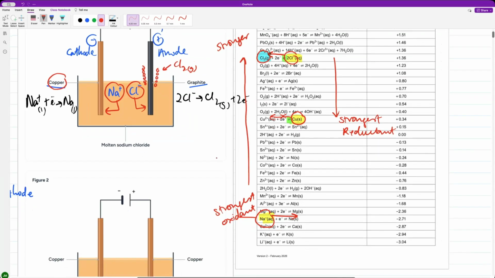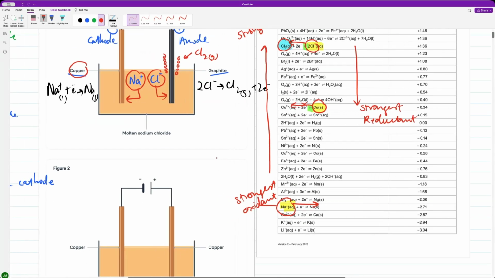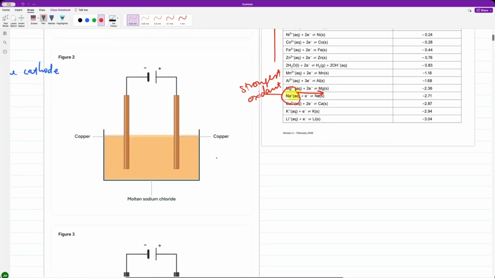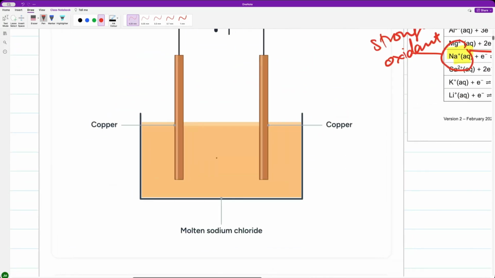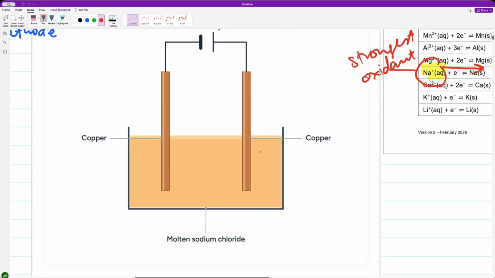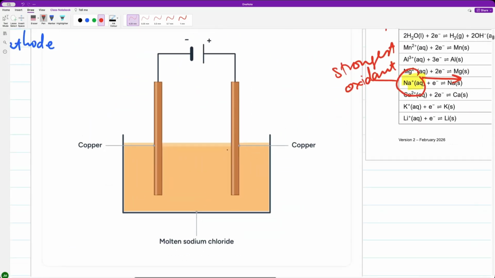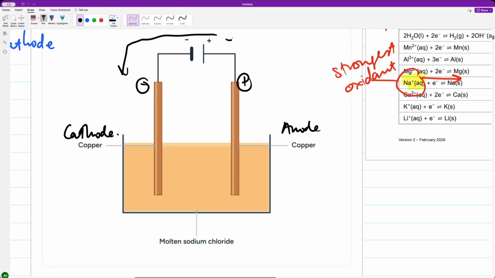Now let's apply the rules to the second scenario here. And here we've got the same setup. The only difference is we've replaced the anode, which was originally graphite. We've now made it copper. Okay, so this is still the anode, this is the cathode. All right, so electrons are still going to flow around this direction.